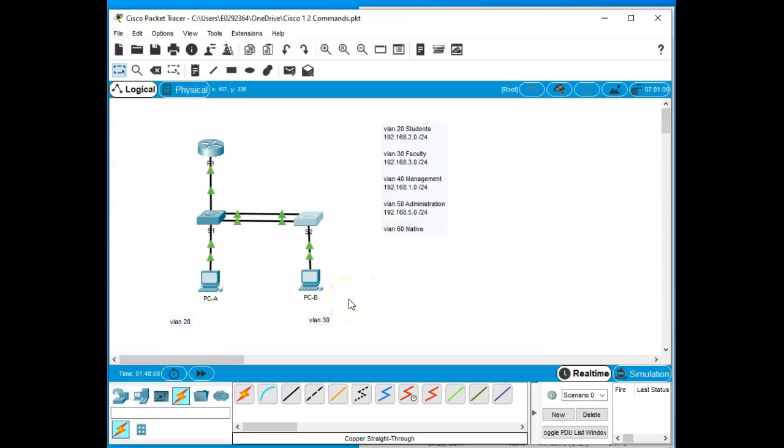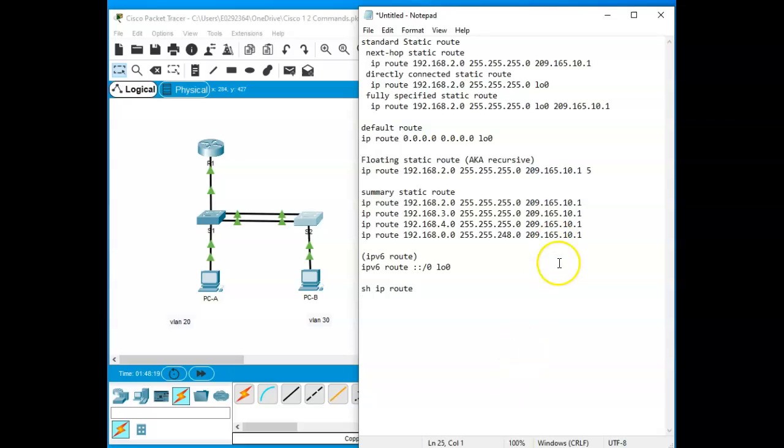Today we are going to talk about static routes. So this is for my Cisco 2 course, and we're going to go over all static routes. I'm still using that same topology. We're going to go over standard static routes, and there are three types of those: next hop, directly connected, and fully specified.